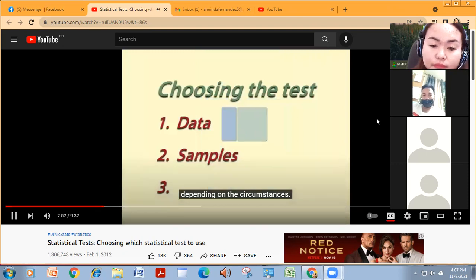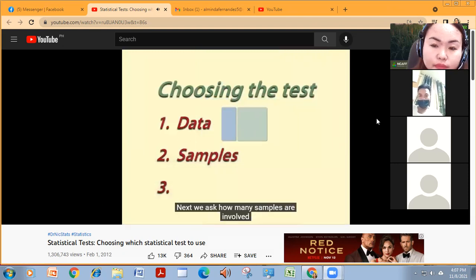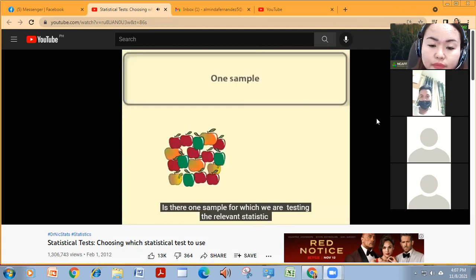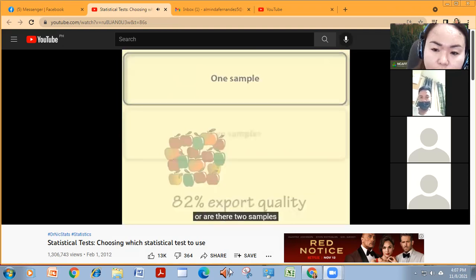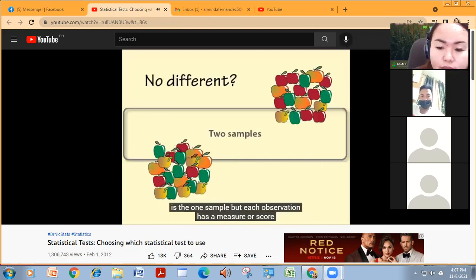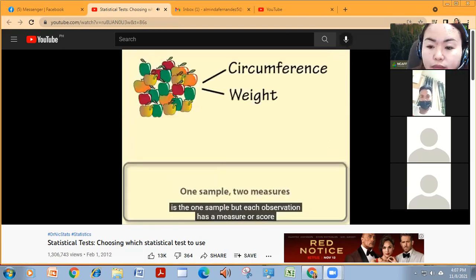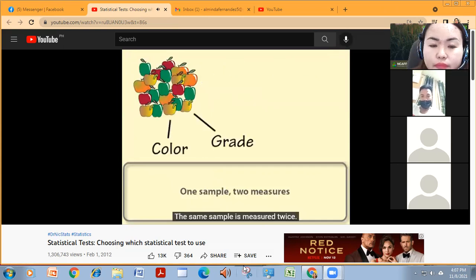2. Samples. Next, we ask how many samples are involved. Is there one sample for which we are testing the relevant statistic against a hypothesized value? Or are there two samples which are being compared with each other? Or is there one sample, but each observation has a measure or score for more than one variable? The same sample is measured twice.